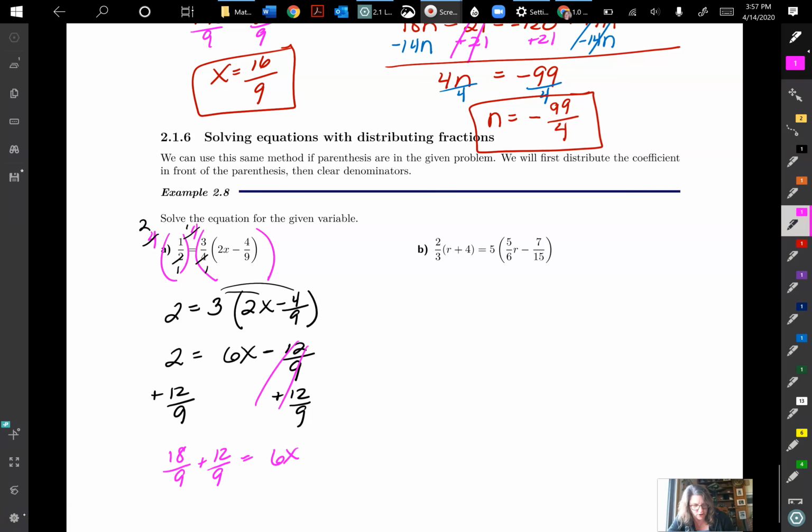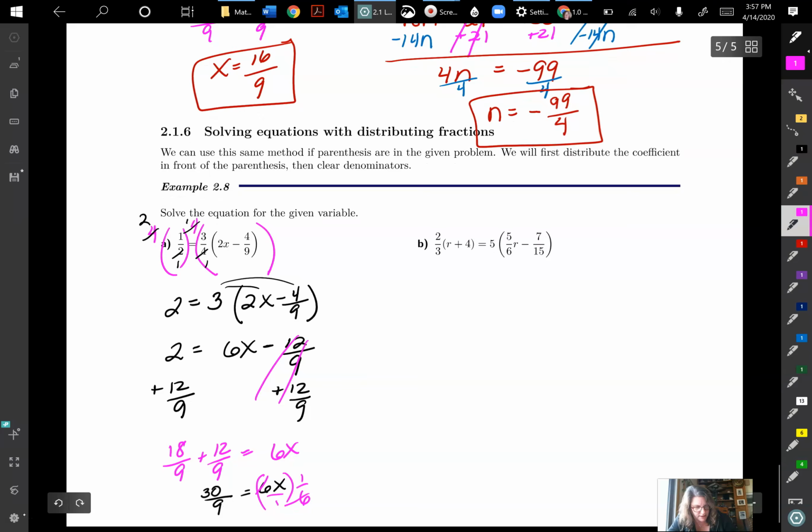So to get a common denominator, I changed my 2 to be 18/9 plus 12/9, and then that will give me 30 over 9 equals 6x. And then I want to multiply both sides by 1/6. Divide by 6 is the same as multiply by 1/6. So I get the x by itself.